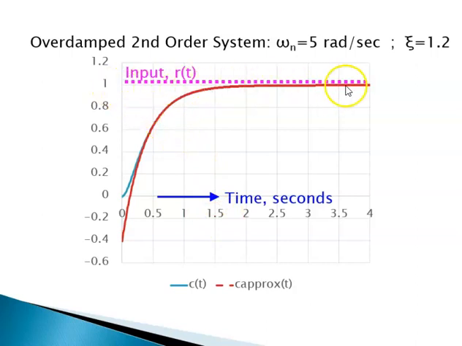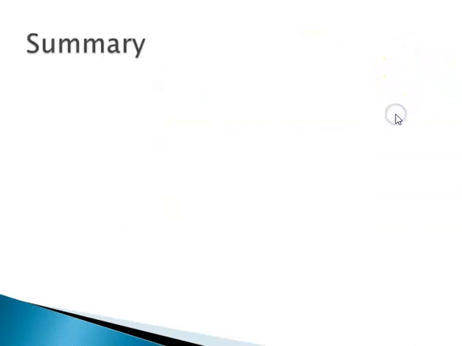This is the input given, r(t), which is a unit step input. It stays at 1 all through, and this red one is the approximate curve, and this blue one is the exact curve. You can see that in under a quarter of a second, both of them coincide and they go asymptotically to 1 without exhibiting any oscillations. By the way, this plot is drawn for a system which has omega n of 5 radians per second and the damping ratio is 1.2.